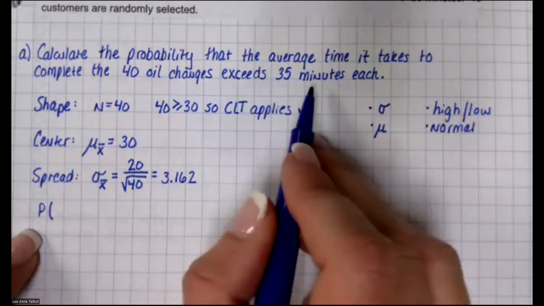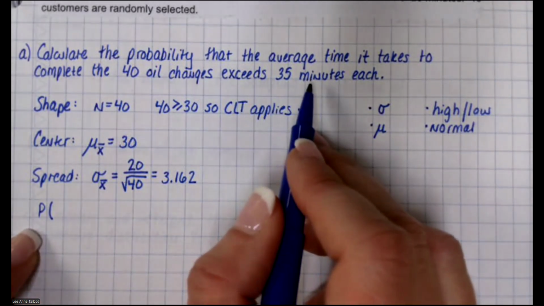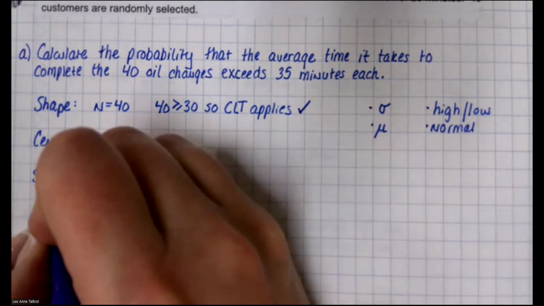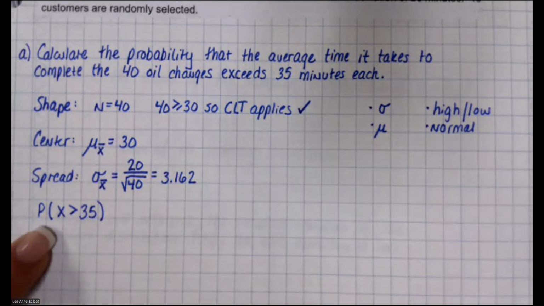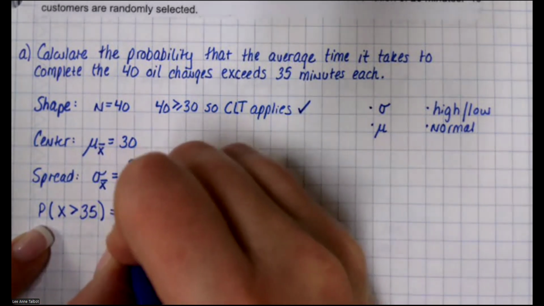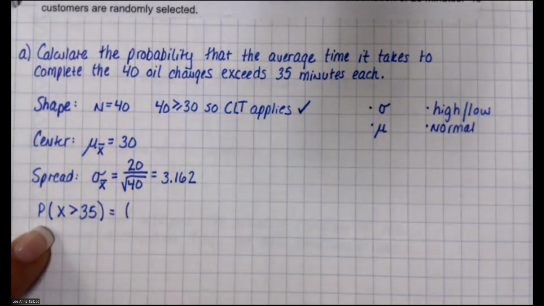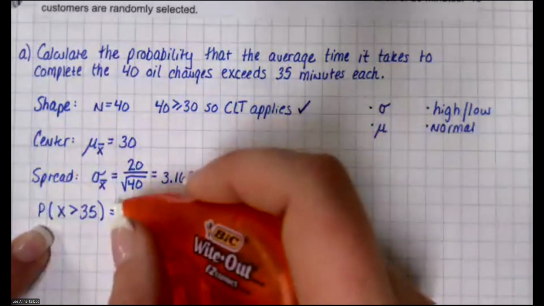Exceeds 35 minutes each. So it's going to be x is greater than 35. Exceeds means greater. Oh, I forgot to write normal CDF. Gosh, I just went straight into the parentheses.